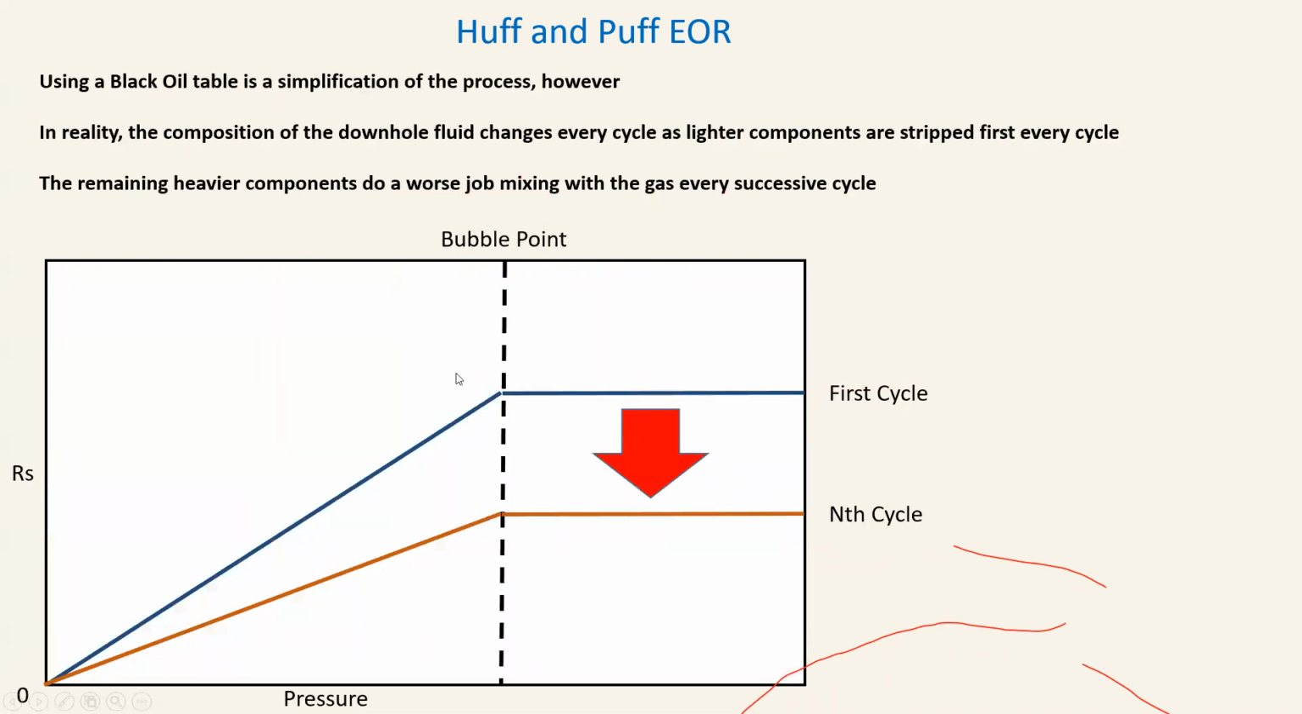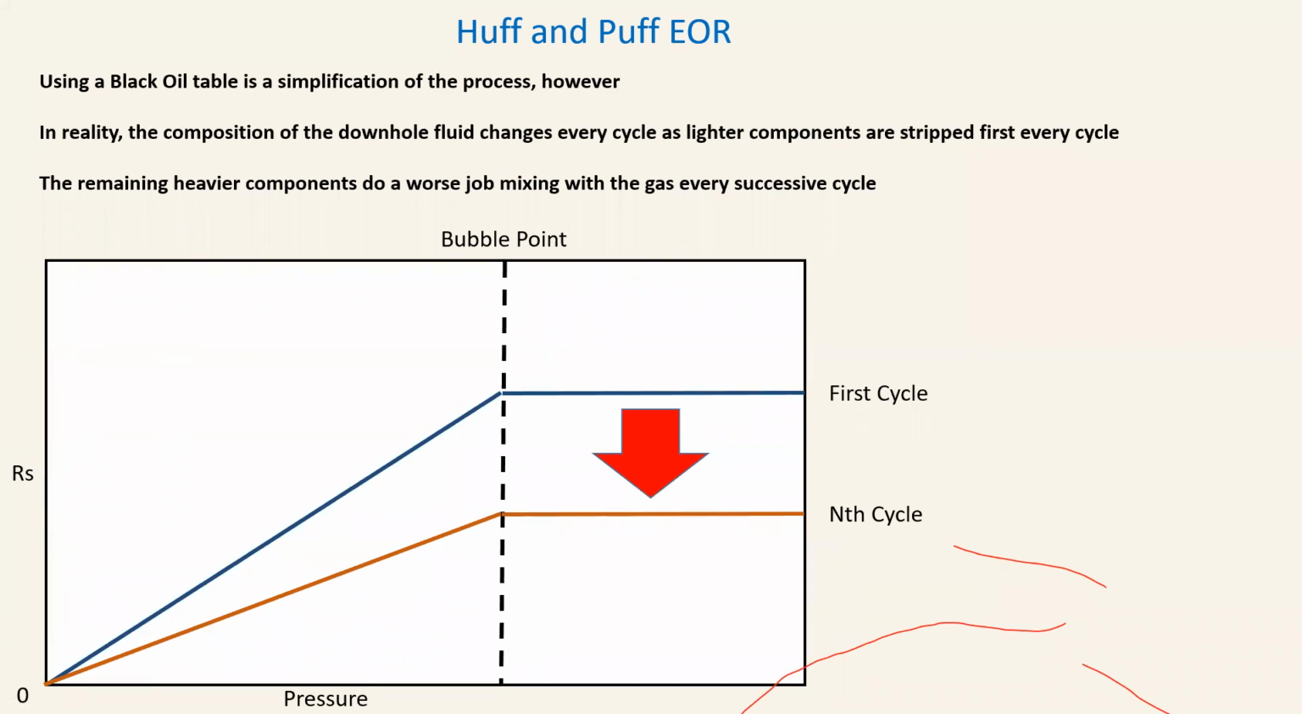And one of the things that happens over time, and this is the solution gas oil ratio plot, is that because every time you cycle the gas, you're lifting the lighter components out of the oil, the remaining oil in the ground tends to be the heavier and heavier components.